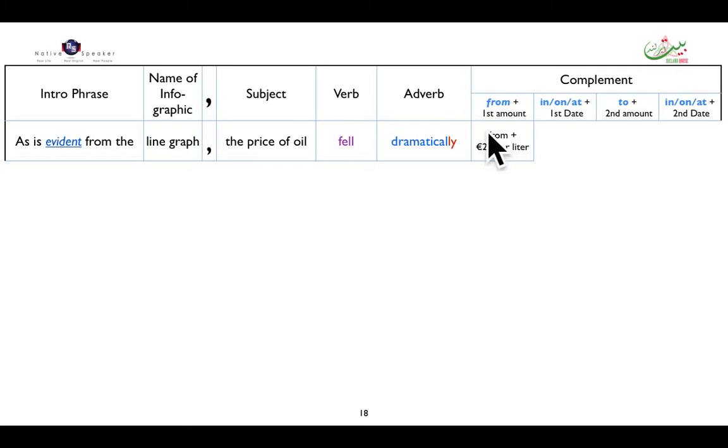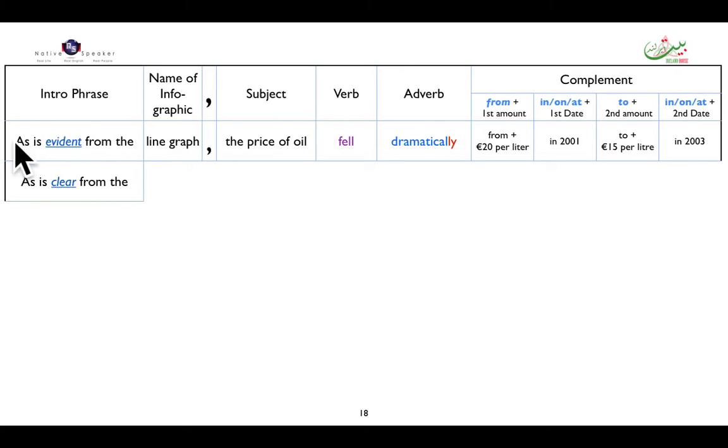Now, on our line graph, we're going to see from the first amount, from €20 per litre, in 2001. Why in? Well, because years, names of years, use the preposition in. They don't use on, they don't use at. So from 20 euro per litre in 2001 to 15 euro per litre in 2003. Because it's a year, it uses in. So as is evident from the line graph, comma, the price of oil fell dramatically from 20 euro per litre in 2001 to 15 euro per litre in 2003.